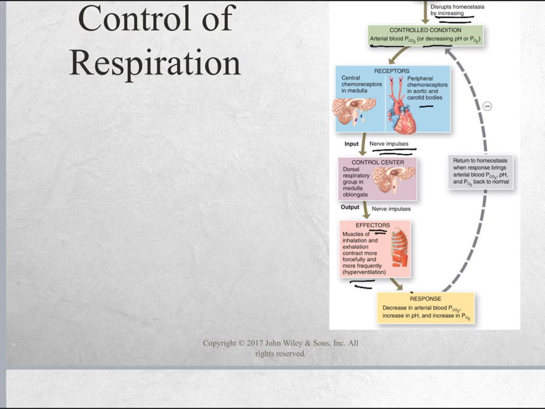So here's our response: decrease arterial blood PCO2, increase in pH, and increase in the concentrations of oxygen. As this happens, we will return back to homeostasis when the response brings that arterial blood CO2, pH, and O2 back into normal range, and this will negate our system.